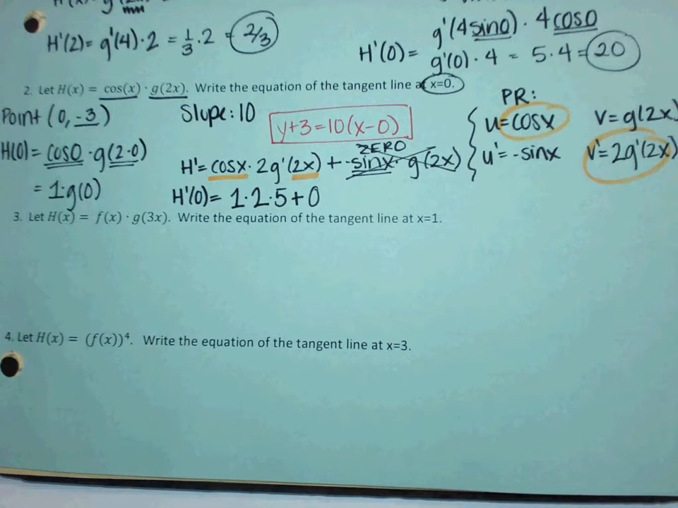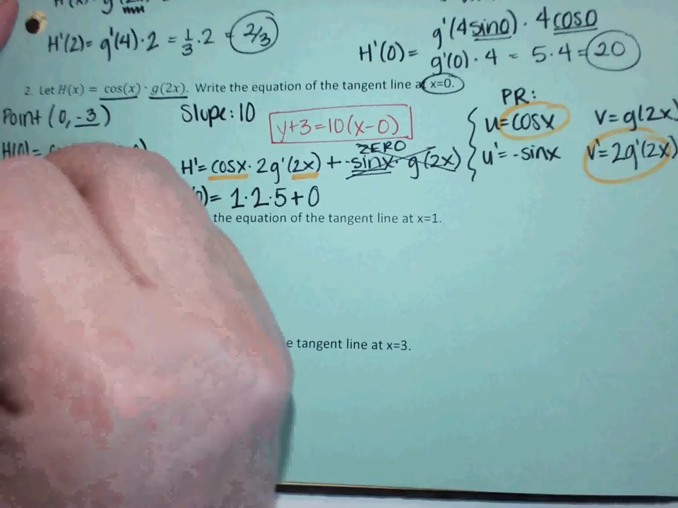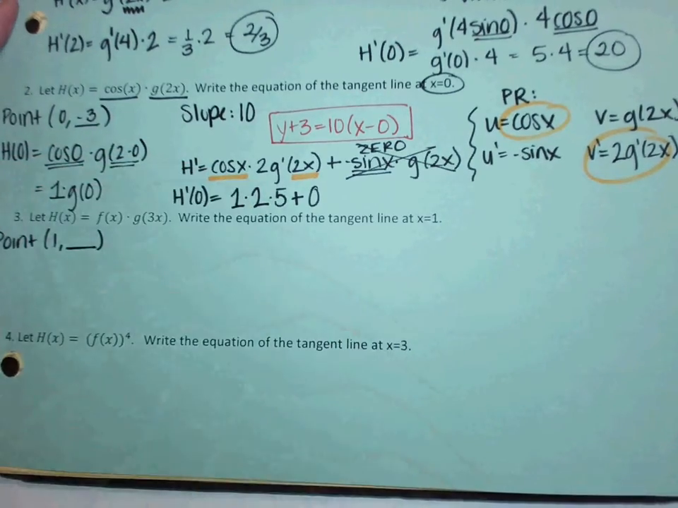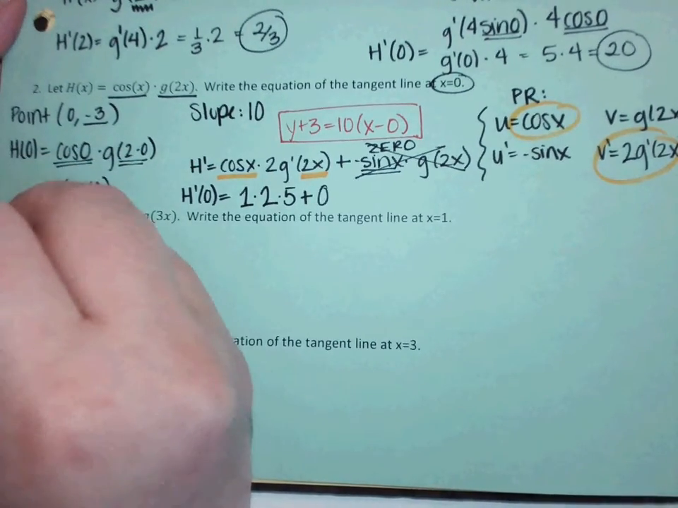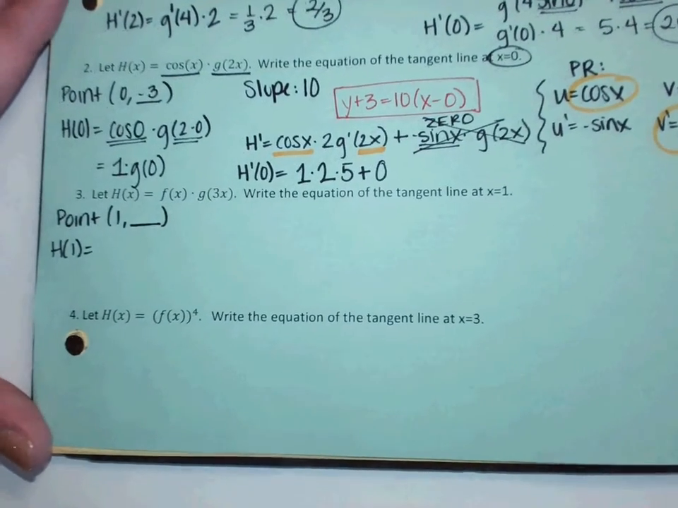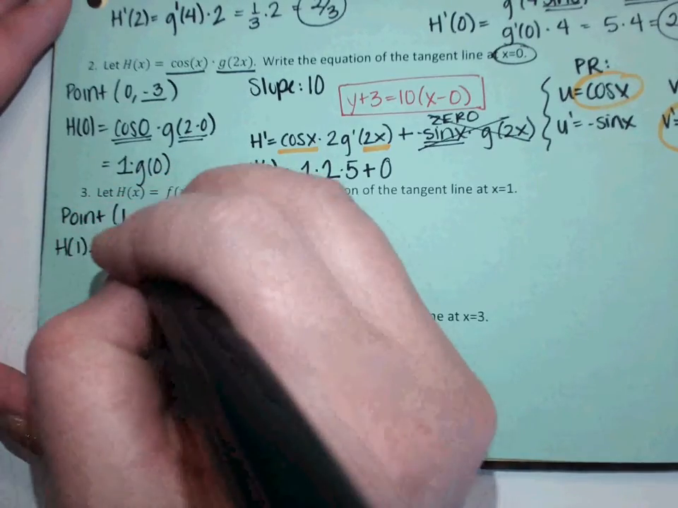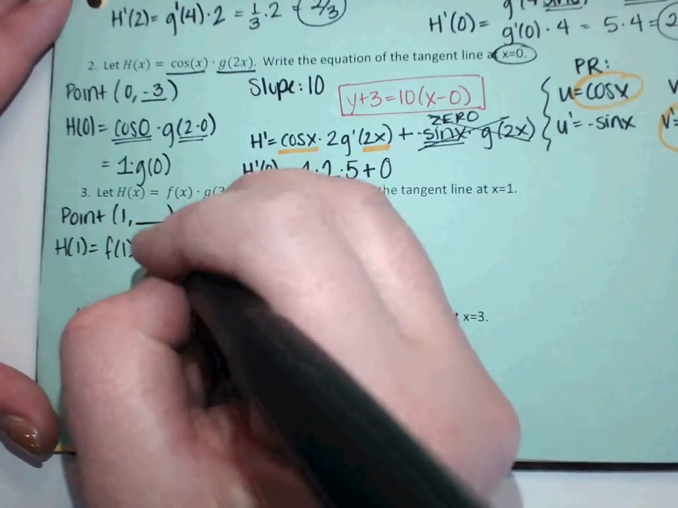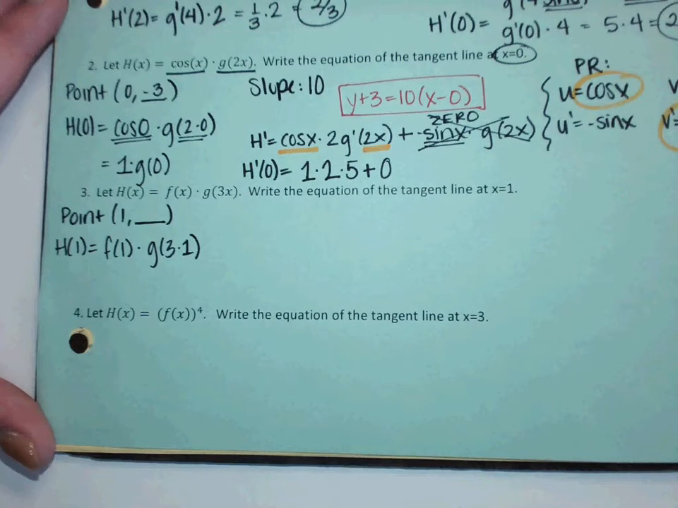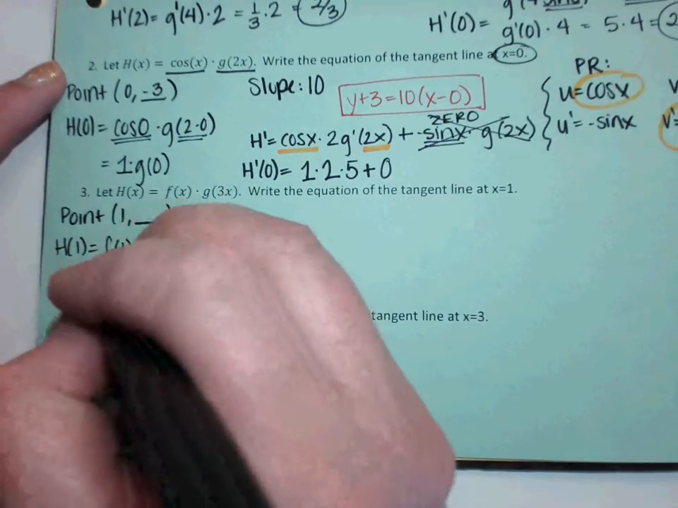Okay, we want to write the equation of the tangent line. What are you going to do first? Point. What's the x value? 1 comma something. Then I want h of 1, which is the y value at 1. So I'm plugging that into my original, which is f of 1 times g of 3 times 1. Okay, then remember, it's inside out for composition. So I'm going to times the 3 and the 1. That's going to stay a g of 3.